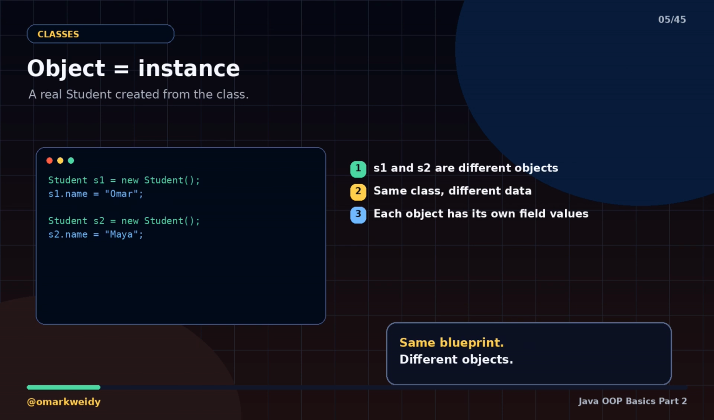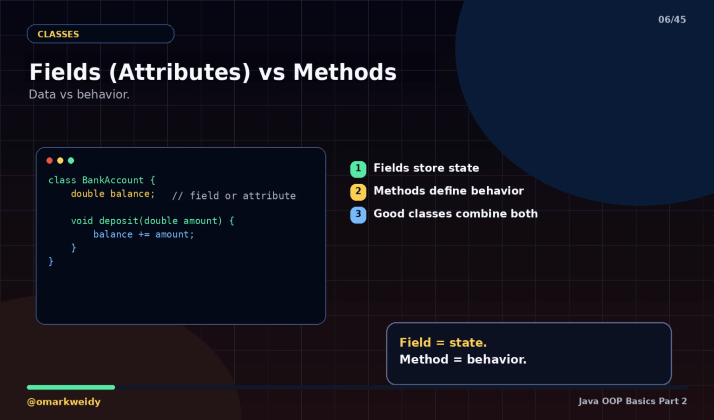An object is an instance of a class. s1 and s2 both come from class Student, but they can store different names. Same blueprint, different real objects. Fields store state. Methods define behavior. In a bank account, balance is state and deposit is a behavior that changes the state.